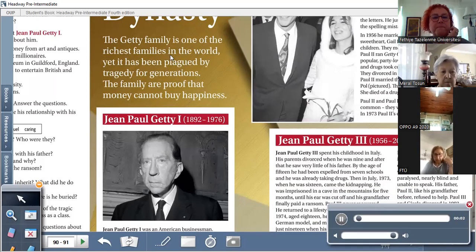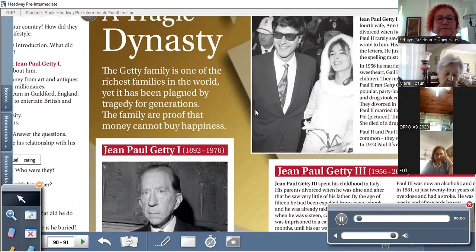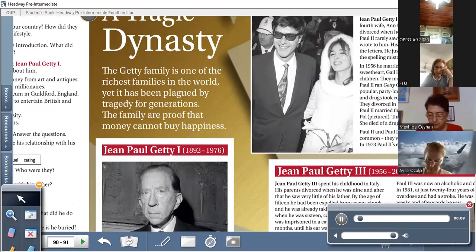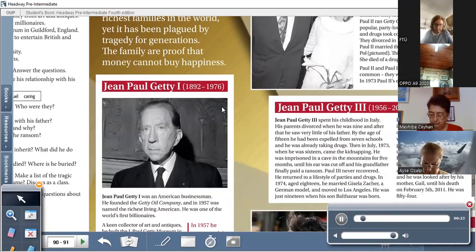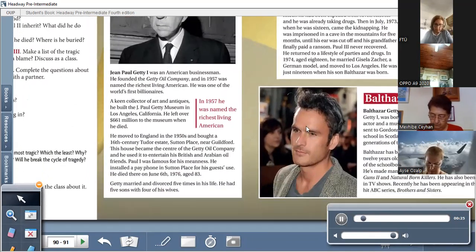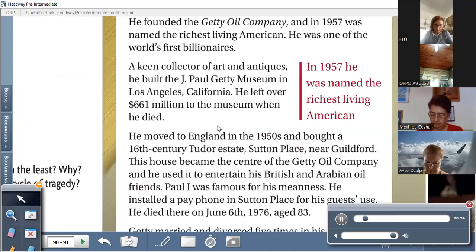The Getty family is one of the richest families in the world, yet it has been plagued by tragedy for generations. The family are proof that money cannot buy happiness. John Paul Getty I, 1892 to 1976. John Paul Getty I was an American businessman. He founded the Getty Oil Company, and in 1957 was named the richest living American. He was one of the world's first billionaires.